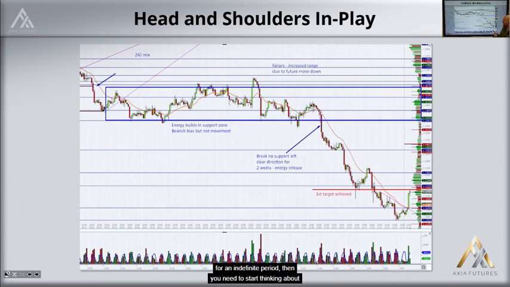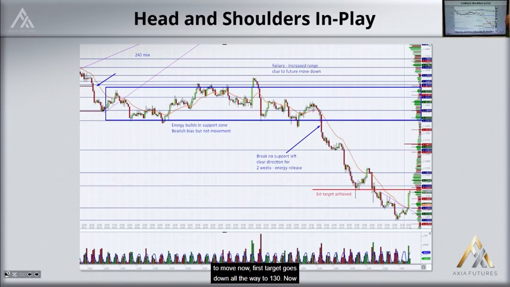Then you need to start thinking about the break. Either you're going to get a break to the upside, and there's one clue that it breaks and fails. So that's now slightly tipping your bias down. And then you can start looking at the potential of a next leg down. That once you break the bottom of that range, you've got a lot of space. We've got space to move now.